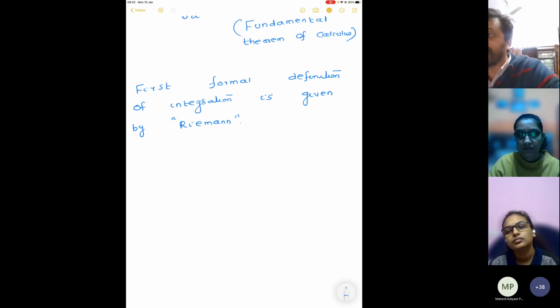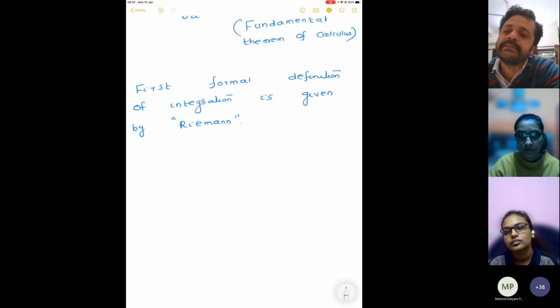What is the mass of that wire? That's the question that we want to answer. You have a wire of varying density. f(x) measures the density at x. The question is, what is the mass of that wire? This is the question Riemann wanted to ask.